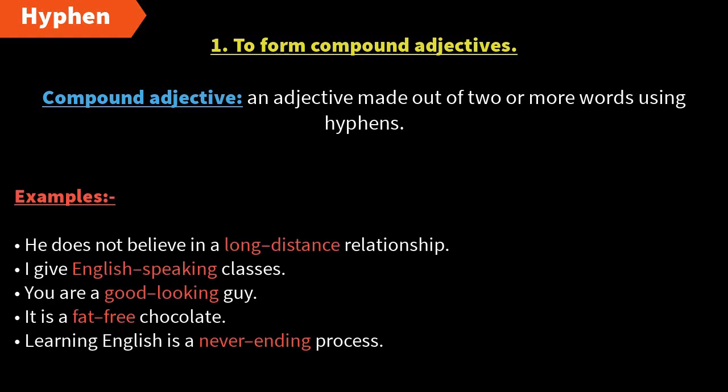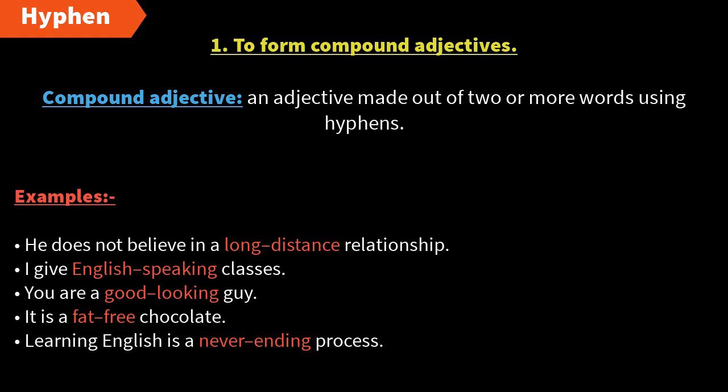He does not believe in a long-distance relationship. Long is a word, distance is a word. But together, when combined with a hyphen, these are working as 1 word, modifying the noun relationship. Understood? I give English-speaking classes. What sort of classes? What type of classes do I give? English-speaking classes. English is a noun. Speaking is a present participle working as an adjective. Together, when brought together using a hyphen, it becomes 1 word, a compound adjective, modifying the noun classes. I give what? English-speaking classes. You are a good-looking guy.